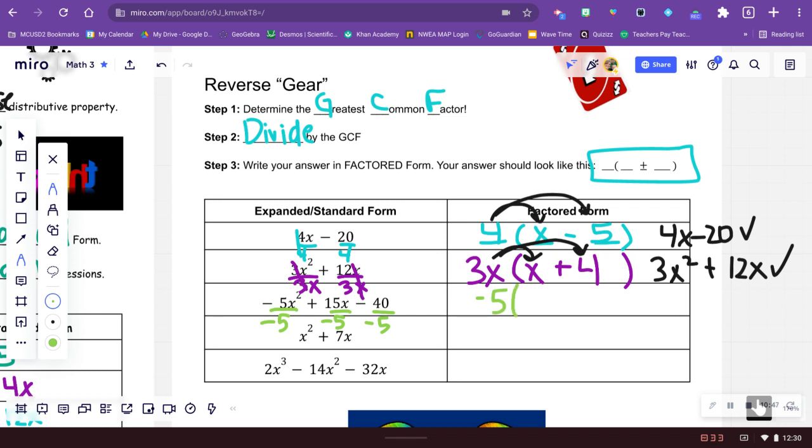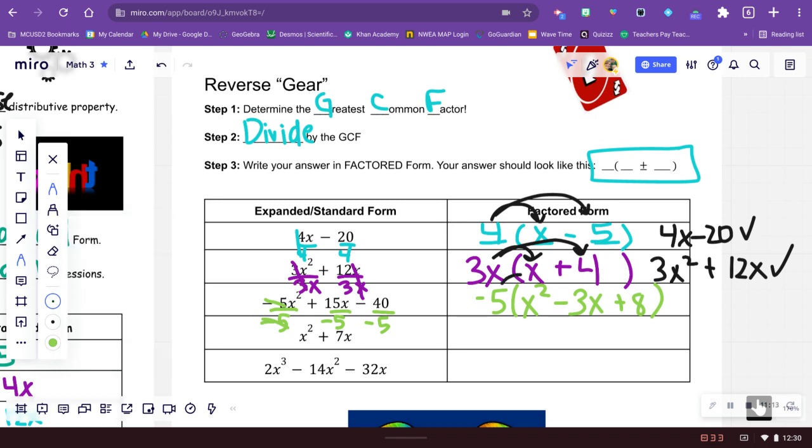My parentheses is going to be a little bit bigger because I have 3 terms. Dividing out the first term, -5's cancel, so all I have left is x to the second. Second term, 15 divided by -5 is -3, and then I still have that x because I'm not messing with the variable. And then last term, -40 divided by -5 is going to be a +8.